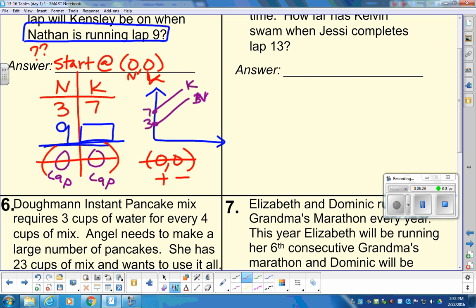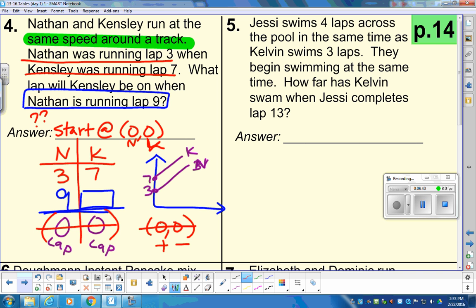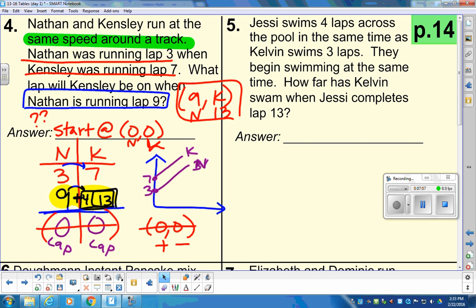When we did proportional relationships, we were multiplying and dividing. So over here, these problems, cross products is when you multiply or divide. This problem here is not proportionate, so we add or subtract. So what we do know is that Kensley is always 4 laps ahead of Nathan. Always 4 laps ahead. So if Nathan's on lap 9, Kensley's on lap 13. So our answer should be lap 13. Done. She's 4 laps ahead. It is not cross products because they did not start in the same place of 0, 0.